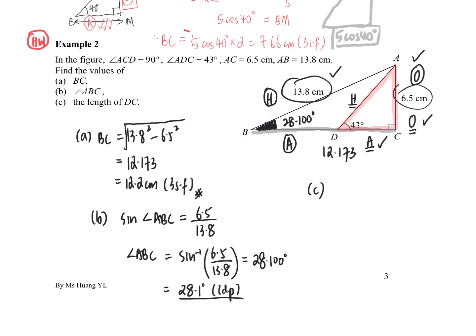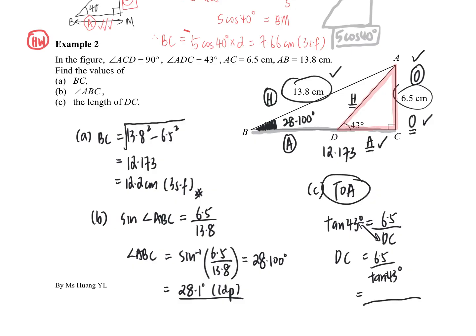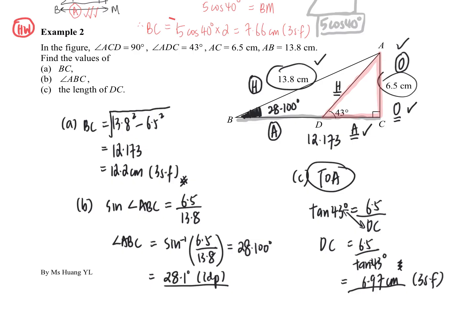SOH CAH TOA, right? So tangent 43 degree is O over A. So remember yesterday we were telling you if this appears at the bottom, you can switch the position of the two of them. So DC is 6.5 divided by tangent 43 degree. So press calculator, what's the answer? 6.97 cm, 3SF. Okay? So refer to the correct triangle, use the correct ratio to help you.